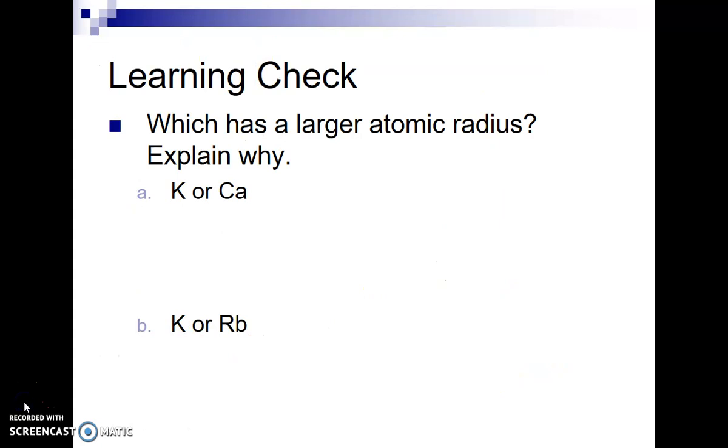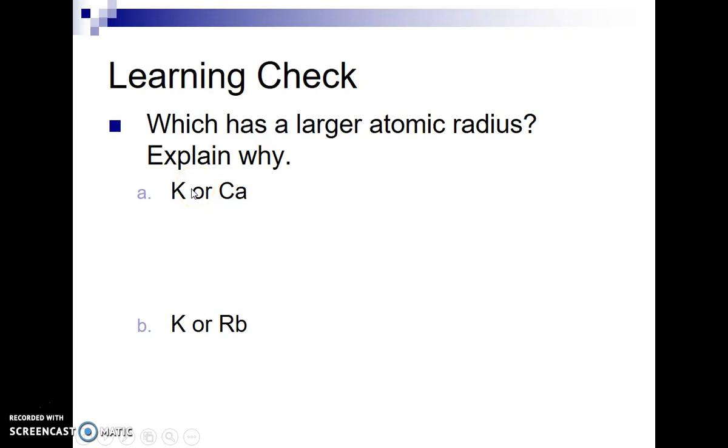So if we look at the questions that are here, it says, which of the following has a larger atomic radius? Explain why. And we're trying to look at the difference between K and Ca. Well, if you locate K and Ca on the periodic table, you'll see that they're in the same period. Okay, so you should have a periodic table out right now.